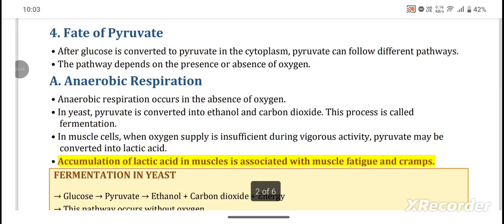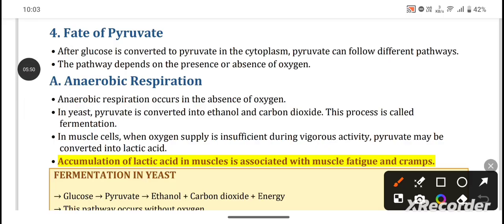So let's see the fate of pyruvate. After the glucose is converted to pyruvate in the cytoplasm, the pyruvate can follow different pathways. The pathway depends on the presence or absence of oxygen. So respiration is basically of two types. One is anaerobic respiration and the second one is aerobic respiration.